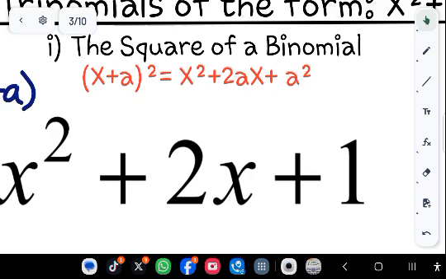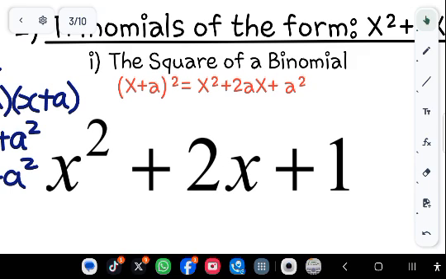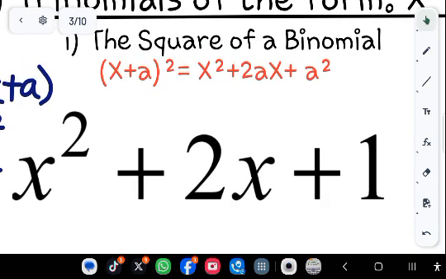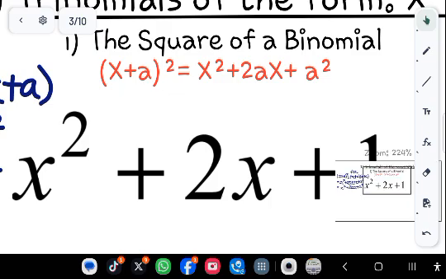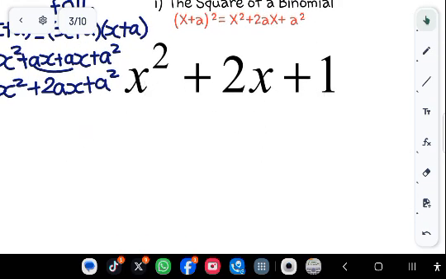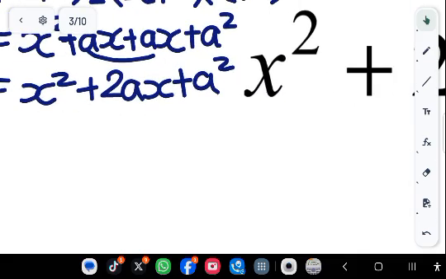Now notice this pattern is common for all types of binomials that you are squaring. When you square a binomial, you're basically multiplying that binomial by itself twice, which is what we did with this one. Now, this is also what we call the square of a binomial. Don't believe me? Let me show you.